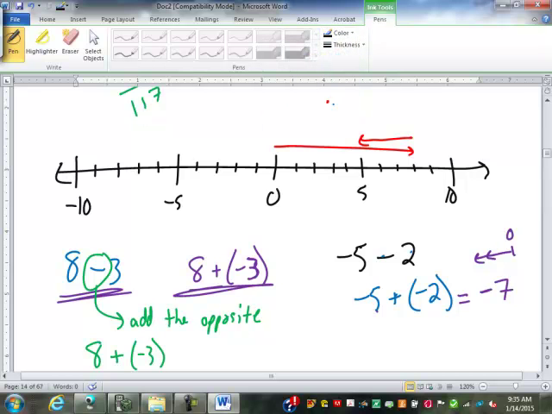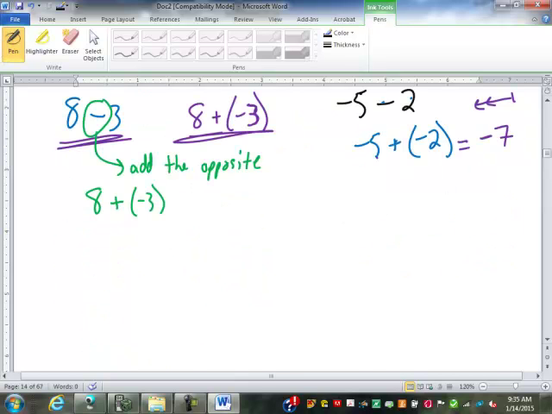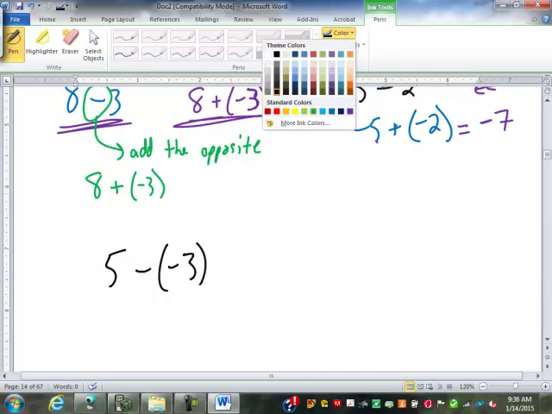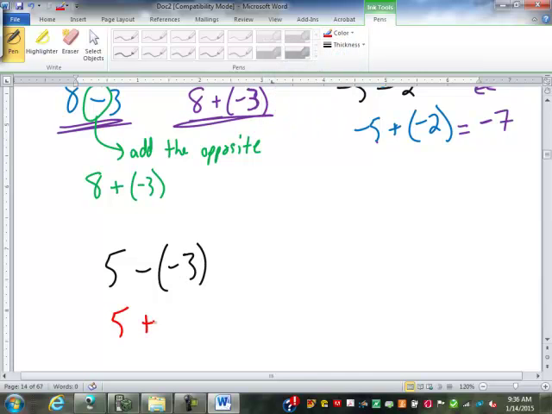So really, subtraction is addition. We just have to know how to convert it over. The tricky one, of course, is this one: 5 minus a negative 3. That's going to become 5 plus, what's the opposite of negative 3? Positive 3. Minus a negative number is the same as plus a positive. 5 minus a negative 3 is really just 5 plus 3. It's 8. Exactly, double negative if you want to think of it that way.